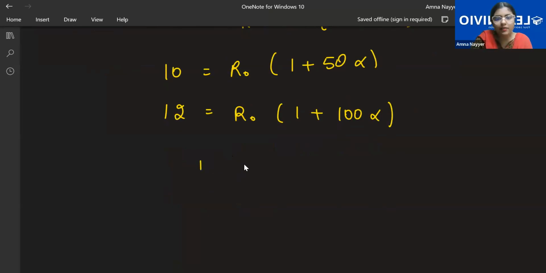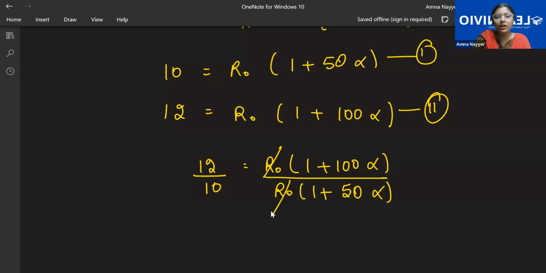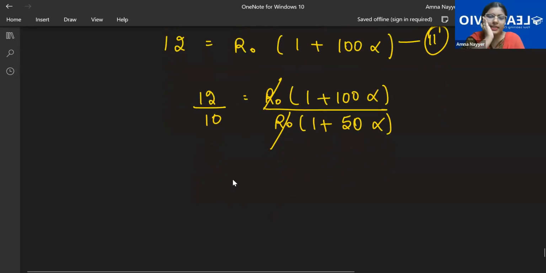So look, 12 is equal to R naught (1 plus 100 alpha). This was our second equation and this was our first equation. So we are dividing both of them: 12 divided by 10 is R naught (1 plus 100 alpha) divided by R naught (1 plus 50 alpha). R naught gets cancelled. This will be 1.2, or let's write it in terms of fractions, this will be 6 by 5.